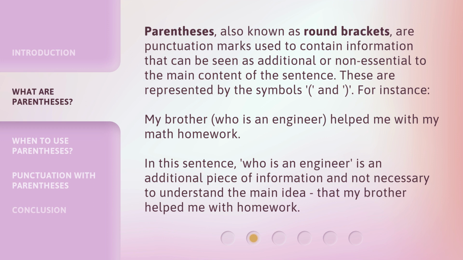Parentheses, also known as round brackets, are punctuation marks used to contain information that can be seen as additional or non-essential to the main content of the sentence. These are represented by the symbols ( and ). For instance, my brother (who is an engineer) helped me with my math homework. In this sentence, "who is an engineer" is an additional piece of information and not necessary to understand the main idea, that my brother helped me with homework.